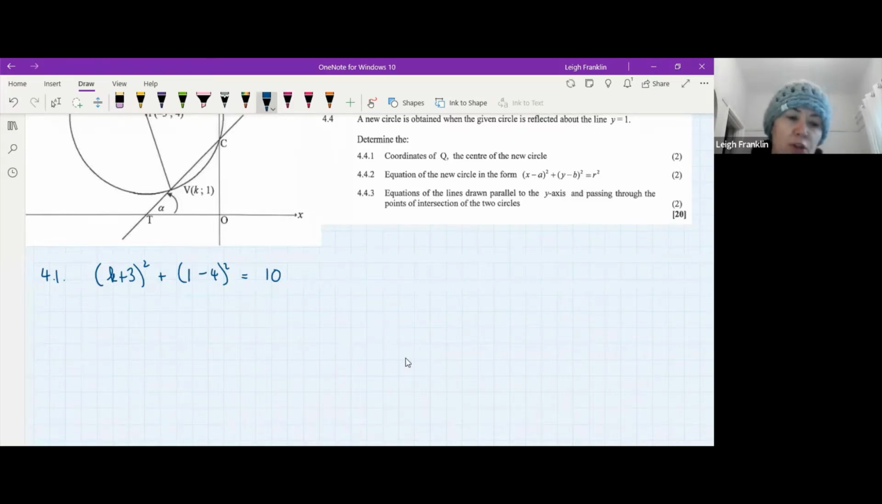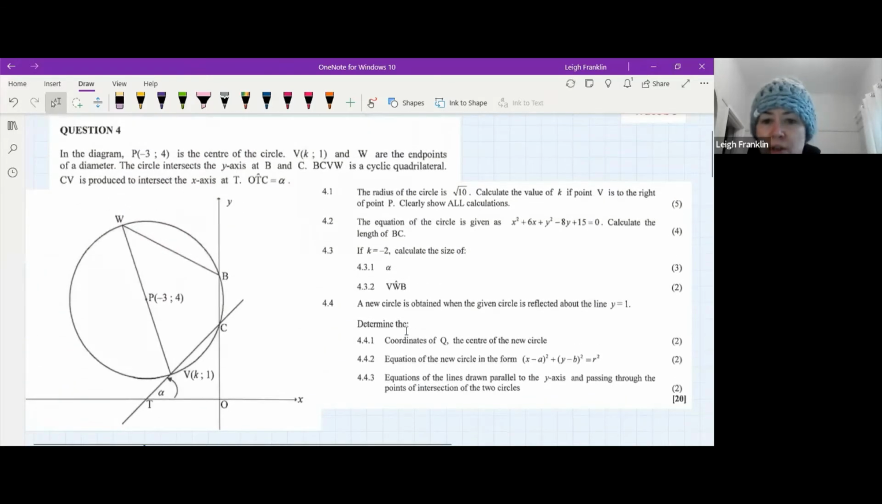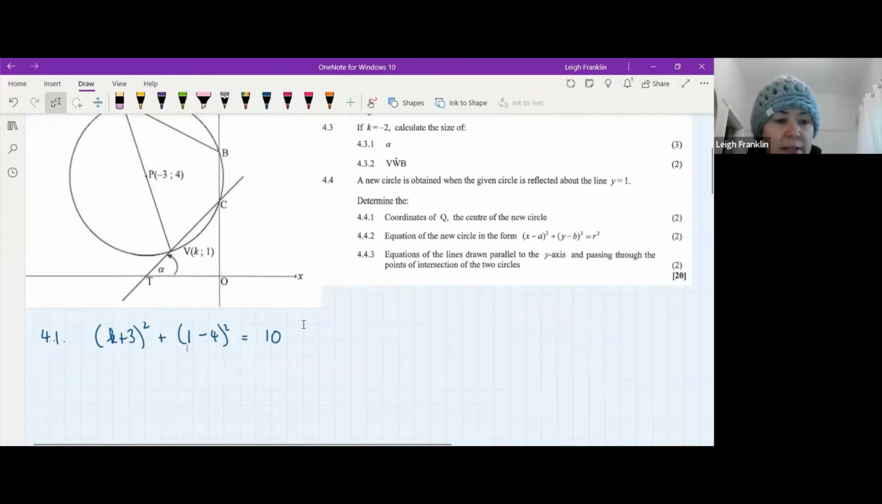Okay, so I've substituted point V into the equation of a circle. So (x minus a) squared plus (y minus b) squared equals r squared. And yes, Michael Sandile, it is essentially the distance formula. That's exactly it. Now we will be able to multiply out and solve for k. So let's just do this quickly.